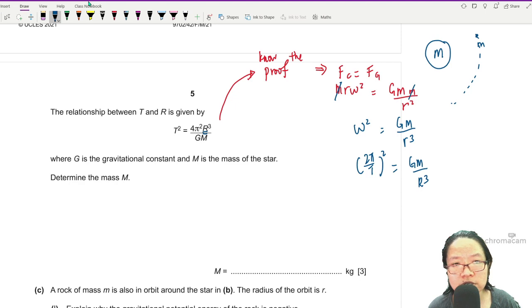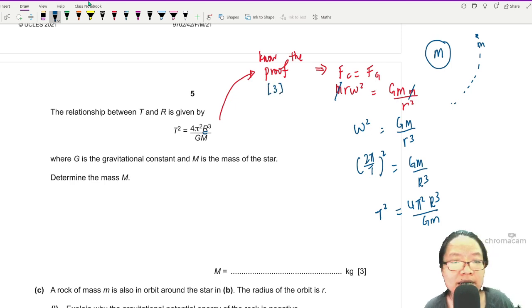If I rearrange this equation such that T squared is the subject, what I have now would be 4 pi squared R cubed over GM. So it's just algebraic rearrangement. This proof, normally if it comes out, is 3 marks, but they didn't ask you to prove. I'm just telling you in case you're asked to prove.